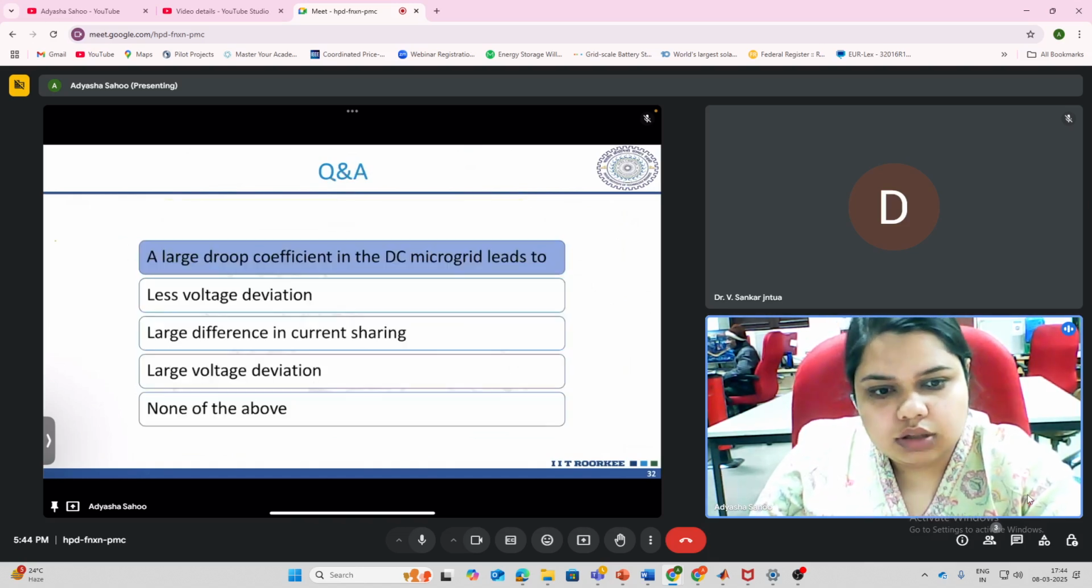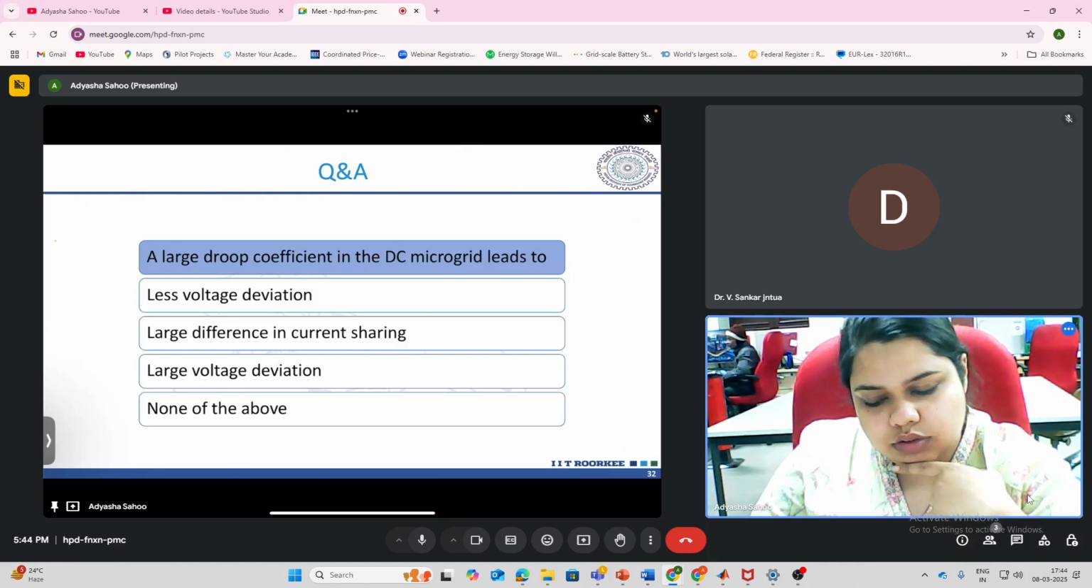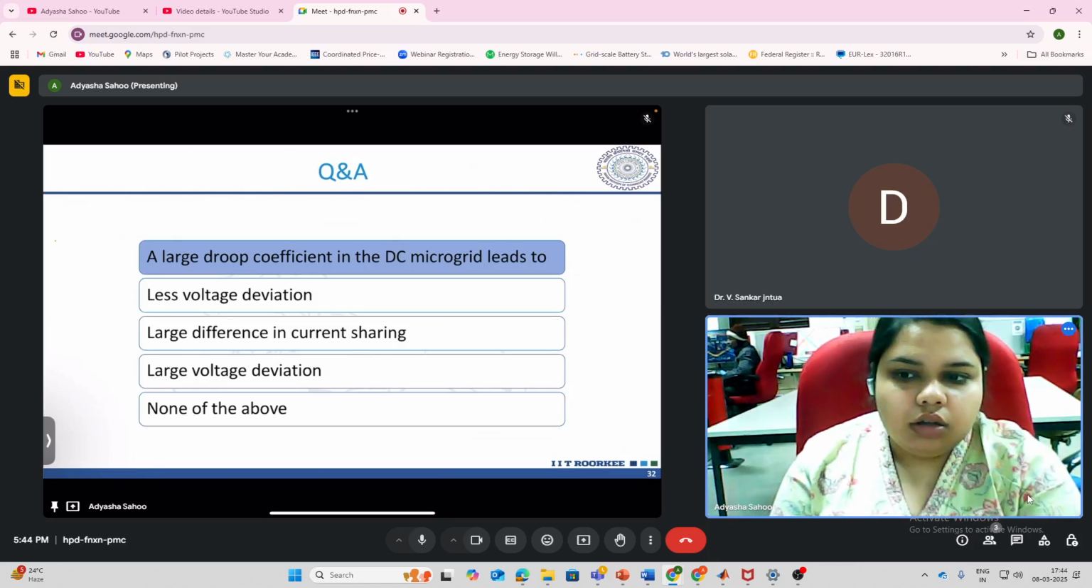So now we will discuss some Q&A session. The first question here is: a large droop coefficient in the DC microgrid leads to less voltage deviation, large difference in current sharing, larger voltage deviation, or none of this. What will be the answer here?